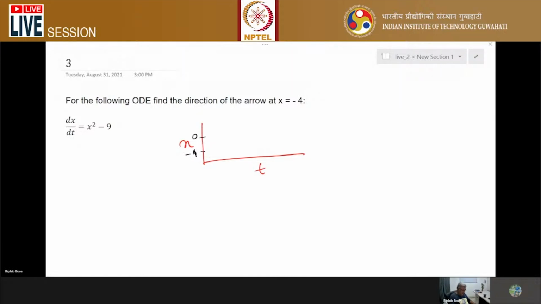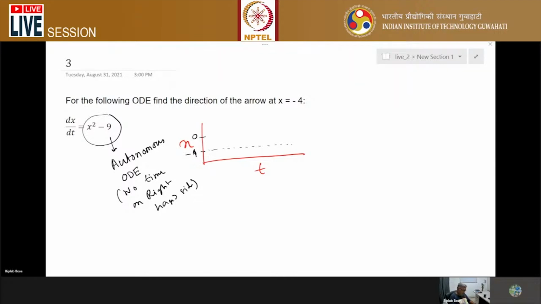Don't get confused, because it's an autonomous ODE, right? There is no time on the right hand side. You have only x square minus 9 on the right hand side. So that means anywhere along this horizontal line for x equal to -4, I can draw a direction field arrow and their direction will be the same, right?